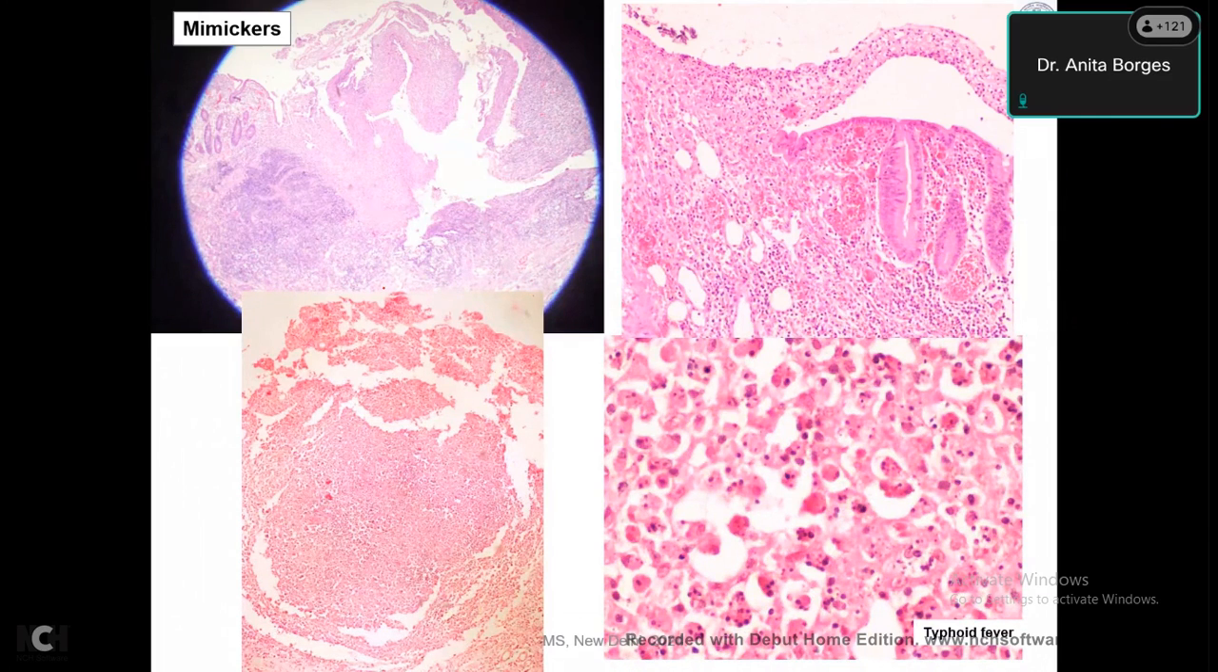It's okay. Now, this is another mimicker I have shown you. Not many cases we see nowadays, but I want to show you. So this is the case. You can see at low power there are features of activity. This is exudate. That means there is ulceration and there is some distortion here. You can see there is crypt loss. So this is chronic active ileitis. This is actually an ileal biopsy.